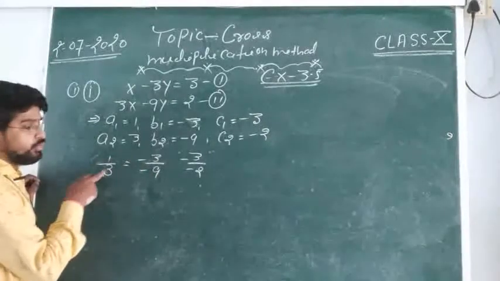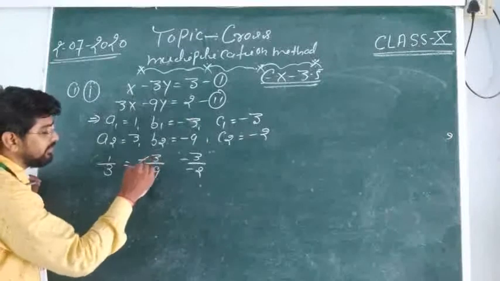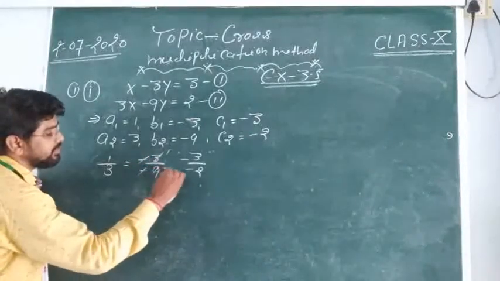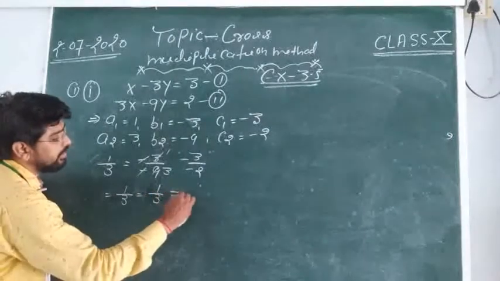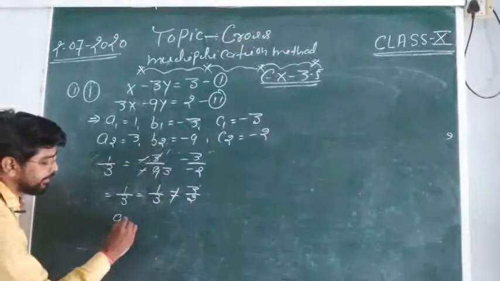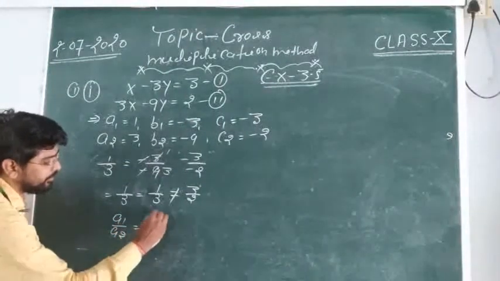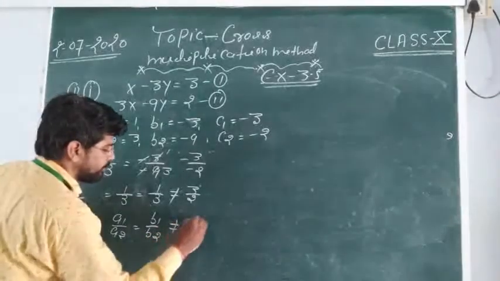So a1 upon a2, b1 upon b2, c1 upon c2. Students, you can see easily here, 3 ones are 3, 3 threes are 9. The value of 1 upon 3 is coming equal to 1 upon 3, but not equal to 3 by 2. So what it means is, a1 upon a2 is equal to b1 upon b2, but not equal to c1 upon c2.